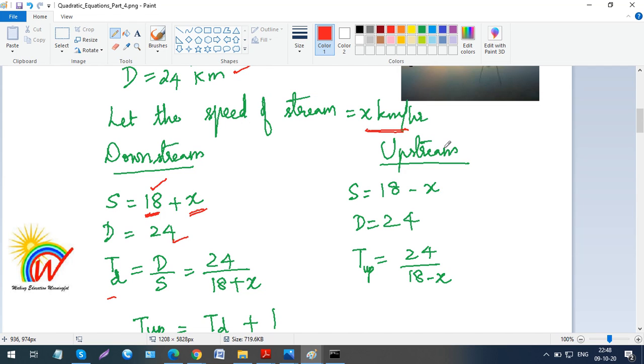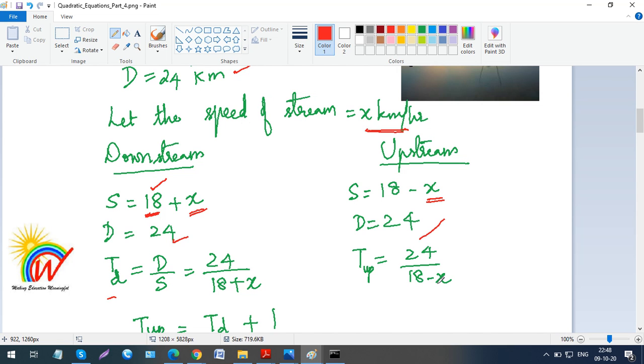Now when I talk about upstream, S is 18, my boat speed, but then the stream is pushing me downwards, right? It's like I have to fight the flow of the current and then move upwards. So the speed of the stream is subtracted from the 18 kilometers per hour, which is my boat speed. It gets subtracted because I'm becoming slower, and the distance is the same. So the time upstream is equal to 24 over 18 minus X, because the distance is 24 but the speed is 18 minus X.